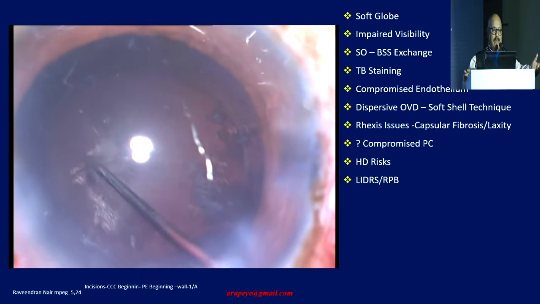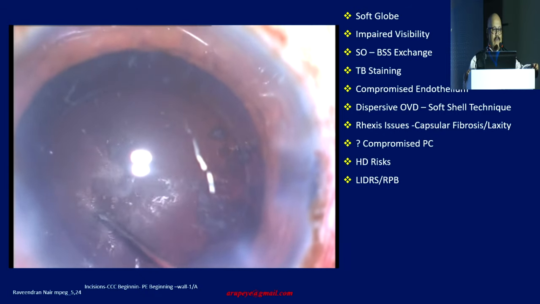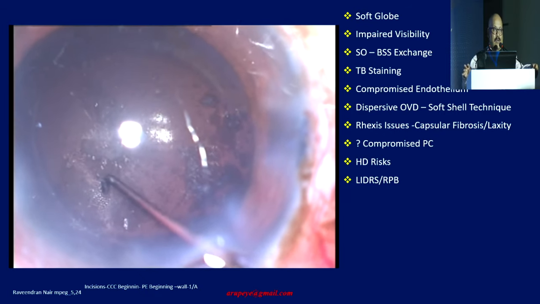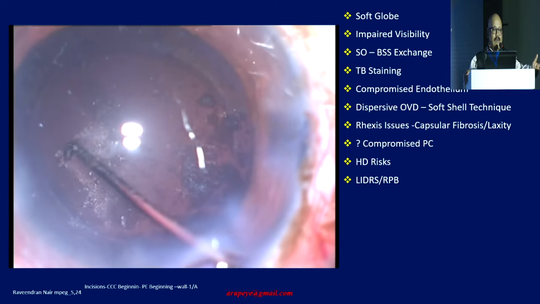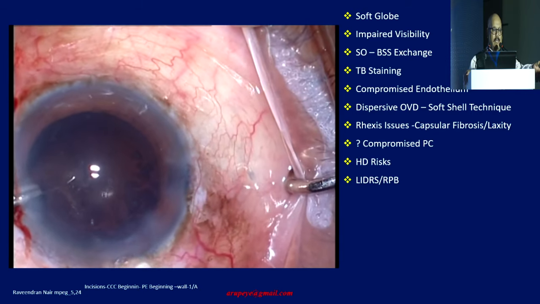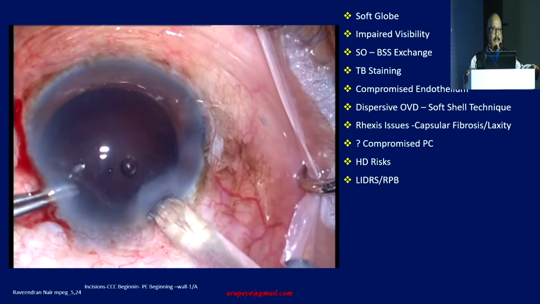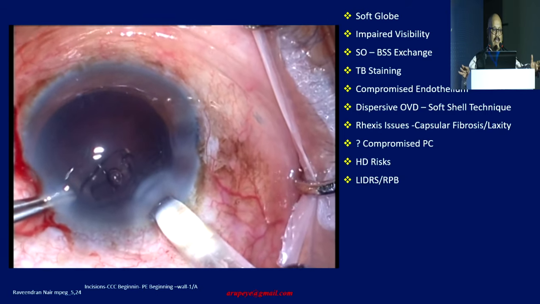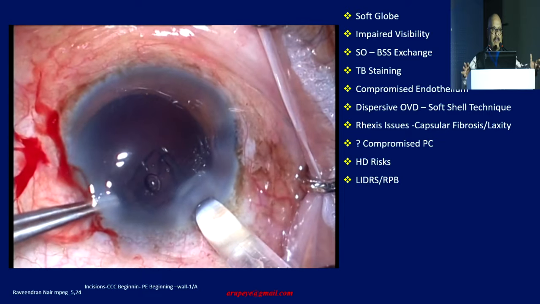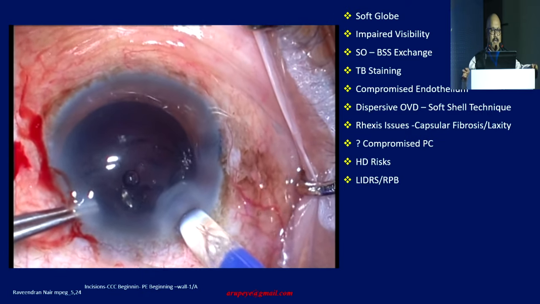So many of these patients will have very aggressive capsular fibrosis, capsular contracture, etc. So I also believe in giving a thorough polish, both to the anterior capsule as well as the posterior capsule in these situations, because capsular bag contracture may be very aggressive here and it may result in IOL decentration. I'll come to it now.